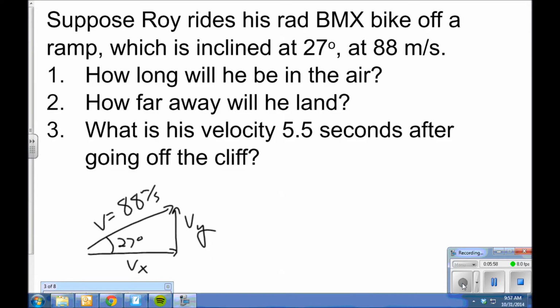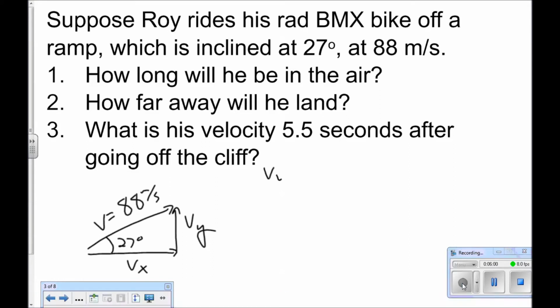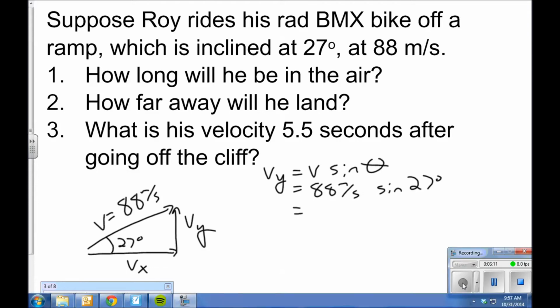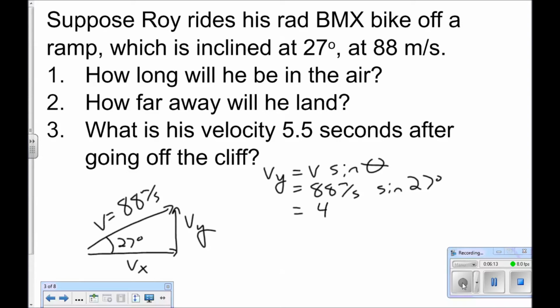So hopefully you've paused the video, and at this point you've found your Vy by doing this. You should have taken 88 meters a second and multiplied it by the sine of 27 degrees. And if you do that, you get pretty close to 40 meters a second.